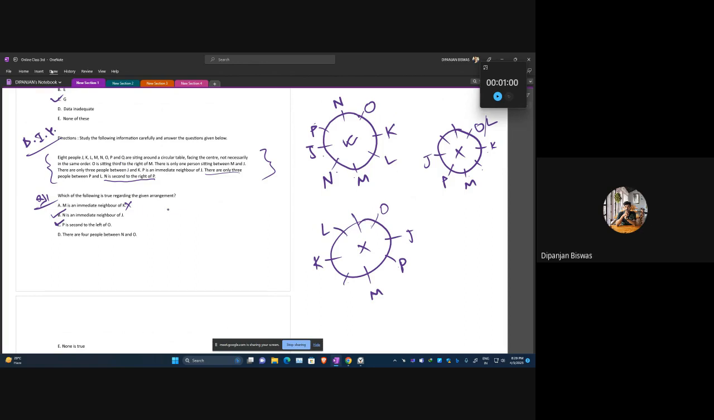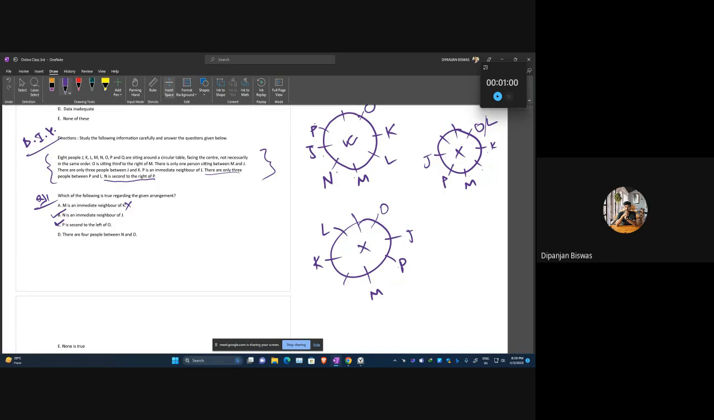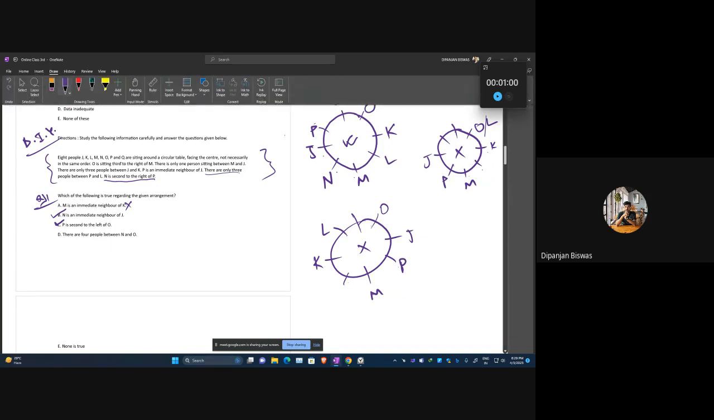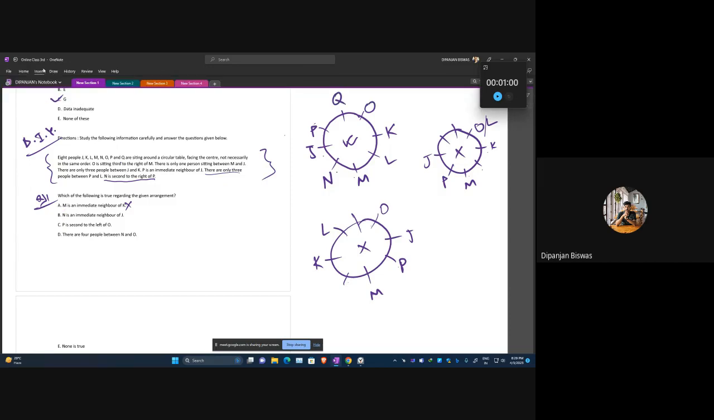Oh, so that's the problem. We have drawn N twice. I thought N was left out, but actually Q was left out. So Q should be coming here. That's why you are getting 2 right options. Okay. Thank you for correcting. So again, going through the options. N is the immediate neighbor of J. So now this is correct. P is sitting second to the left of O, but again we are getting two right options. There must be a problem in the question, but our arrangement is this.